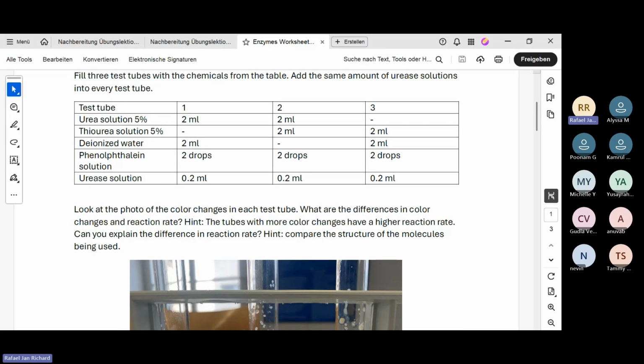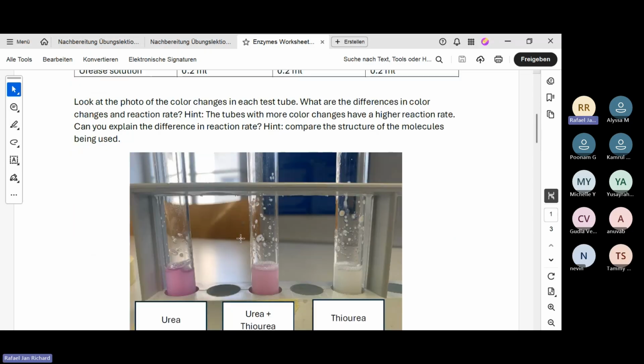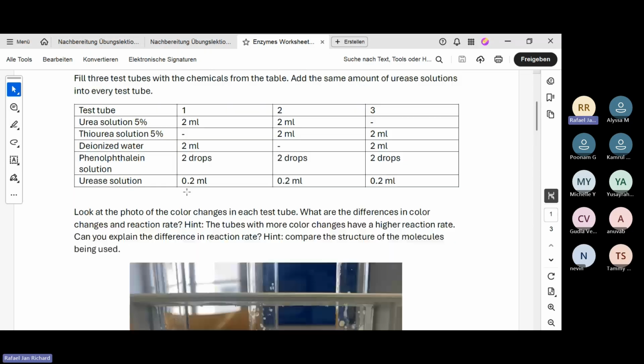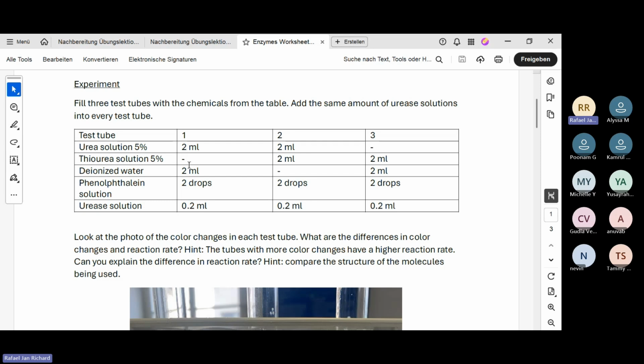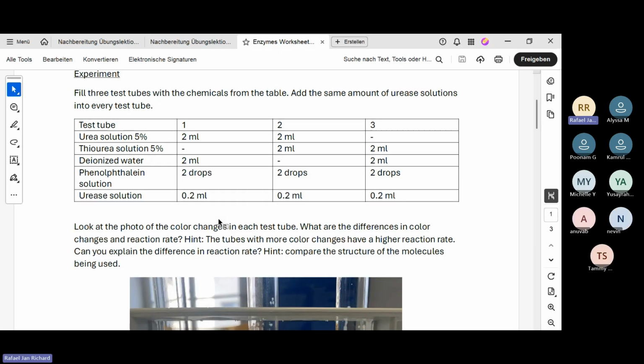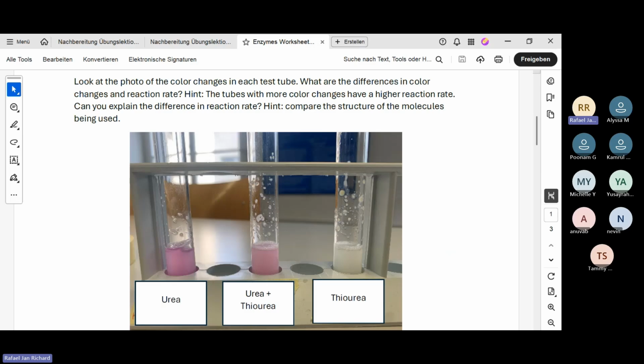And now in the first test tube, you put just the urea solution, water, the indicator, and the enzyme. And as you can see here, there is a color change. And now, could you write in the chat what you think is the reason for the color change in the first test tube?